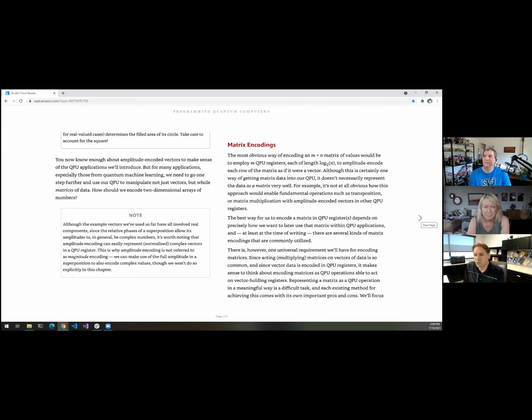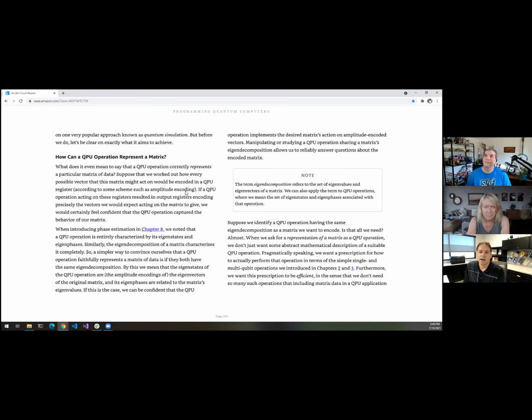And so he talks about, well, there's our own pros and cons, but how do we do this? How can a QPU operation represent a matrix? And what he kind of does, and we're pulling on eigenvectors and other things, eigenphases that we learned in the last chapter, and I didn't quite have that 100% down. So I think I got the concept of what he's doing here, even if I certainly couldn't do it myself.